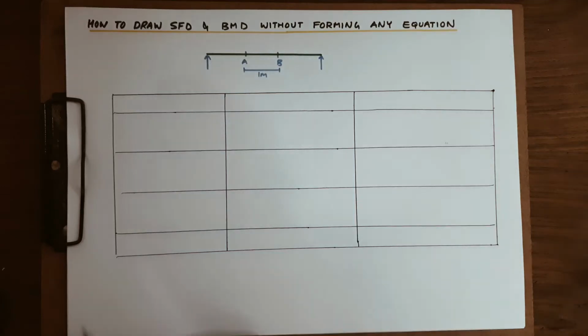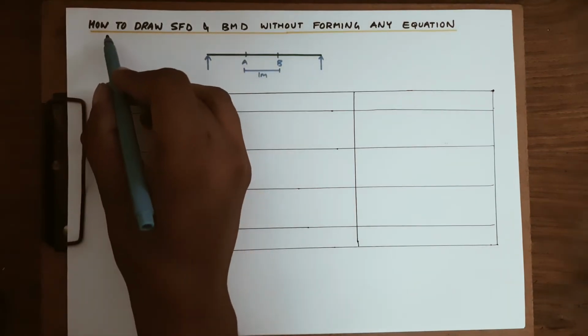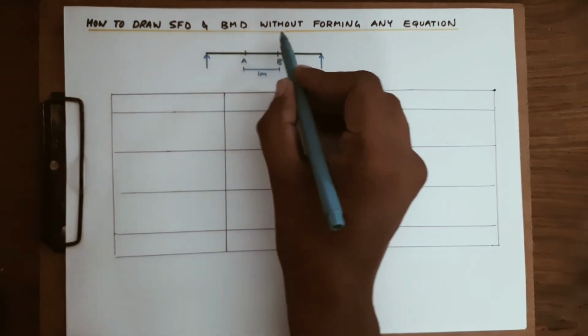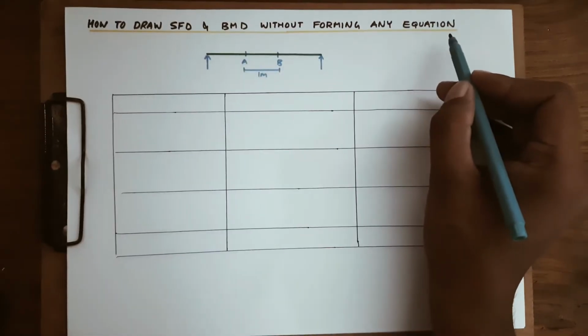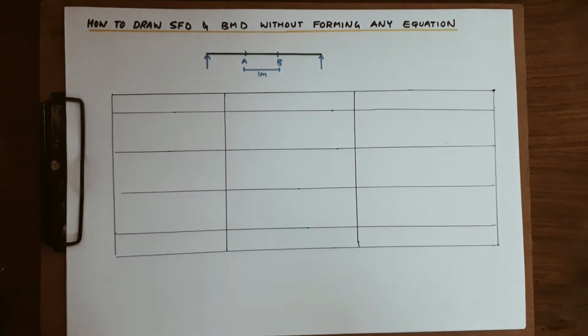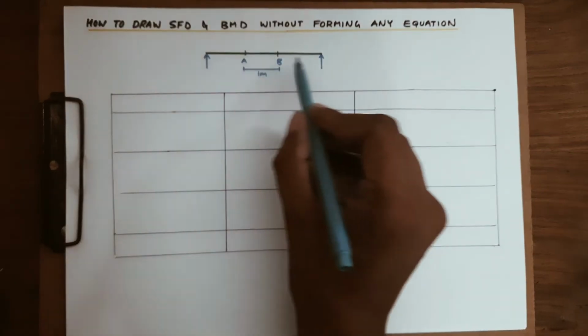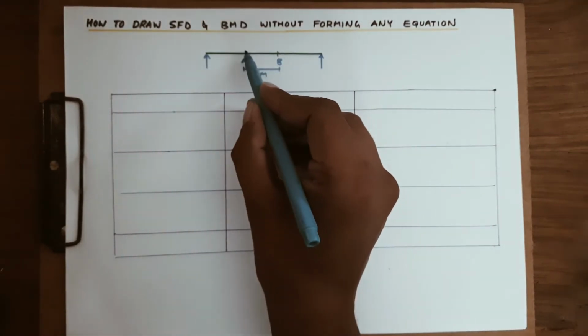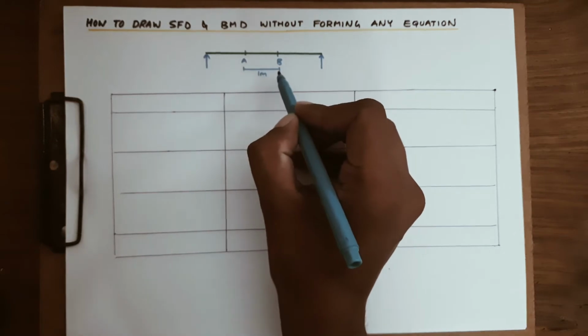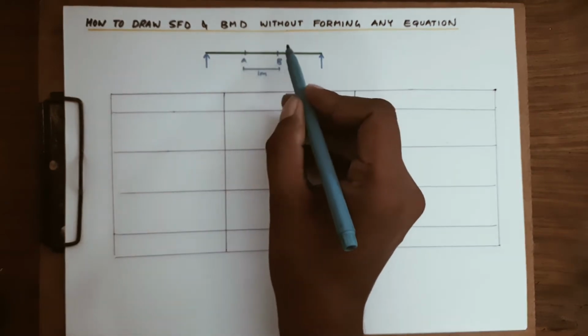Hello everyone. In this video, we will be learning how to draw SFD and BMD without forming any equation. So for that, the first step we have to learn is to find the shape of SFD and BMD for different types of loading. So let's say this is a beam. In this we are taking a portion AB of 1 meter and we are applying different loading here.